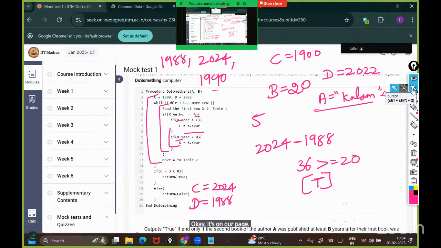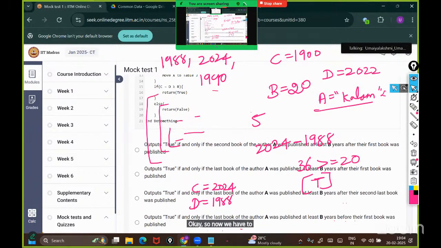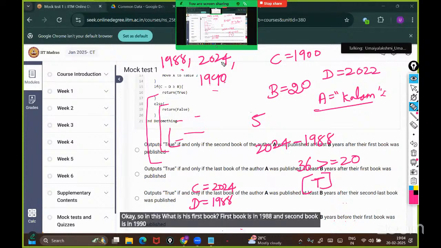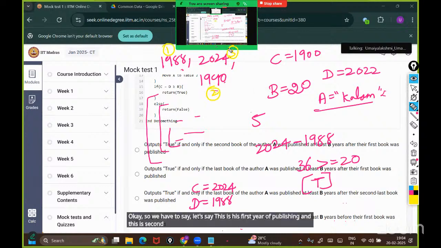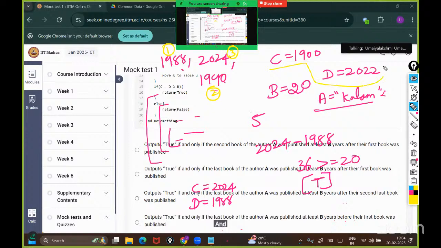Okay, so now we have to check when we are getting true. In this, what is his first book? The first book is in 1988, the second book is in 1990 and the third book is in 2024, isn't it? Yes, ma'am. So let's say this is his first year of publication, this is the second year and this is the third year. And these are the initialization of the A and B values.